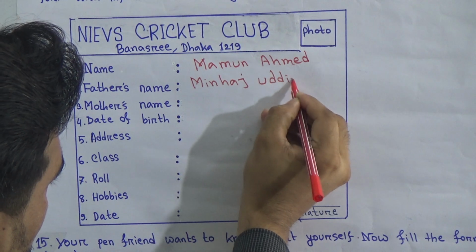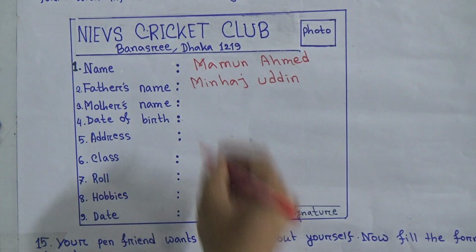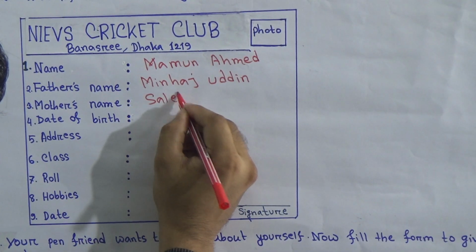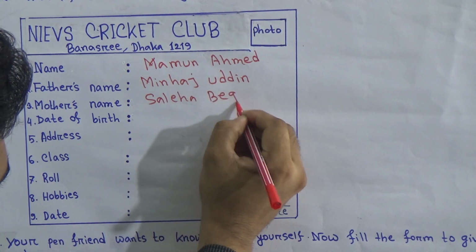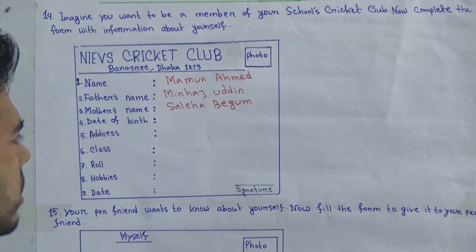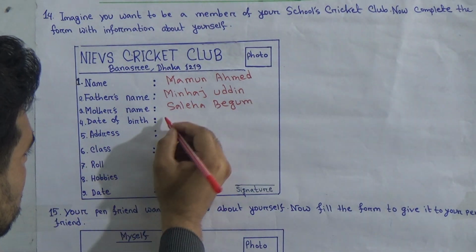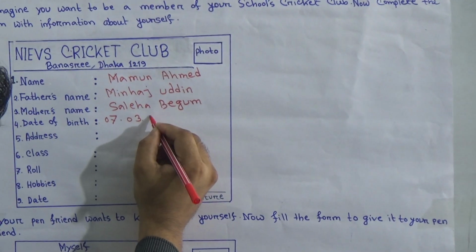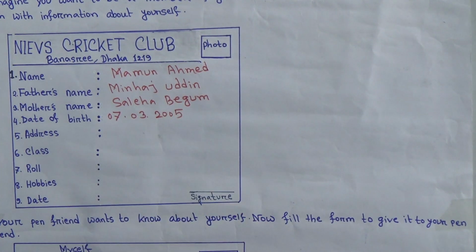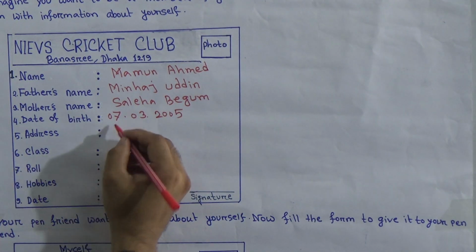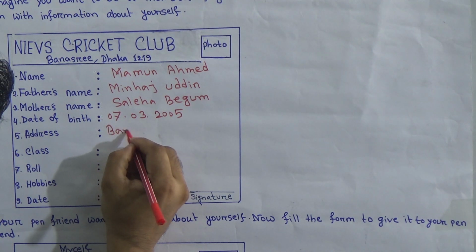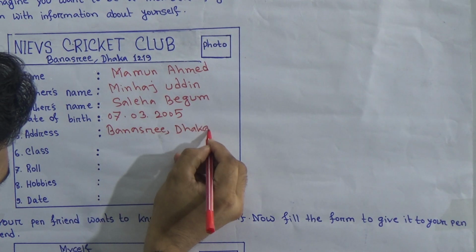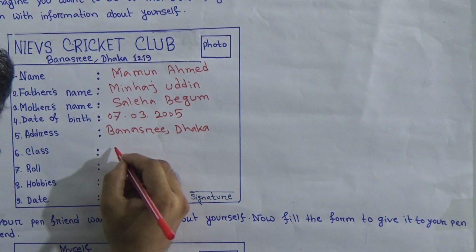My father's name is Minhajuddin. Okay, then mother's name. You can write here any name for your mother. Mother's name is Saleha Begum. Okay, then write date of birth, 7/3/2005. Okay, next one is address. You can write any address here. Banasri, Dhaka. Okay, then class. Class should be 5.